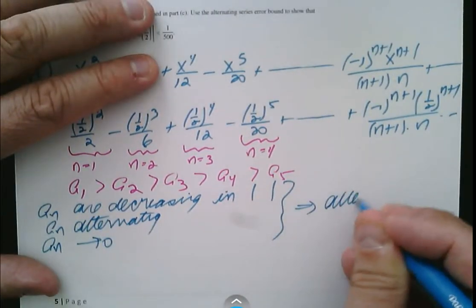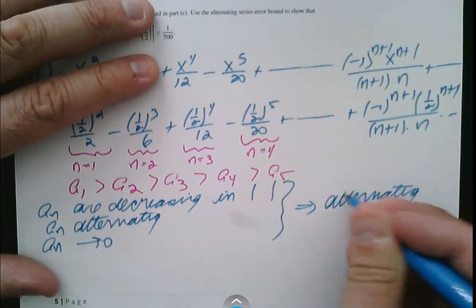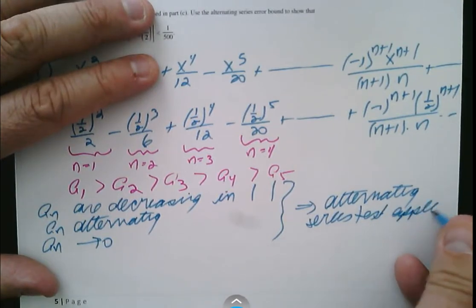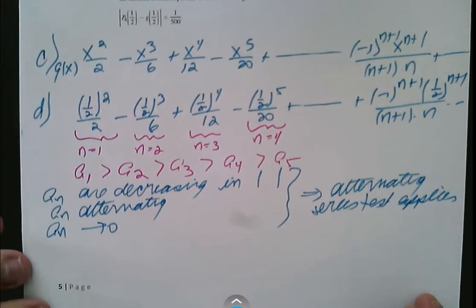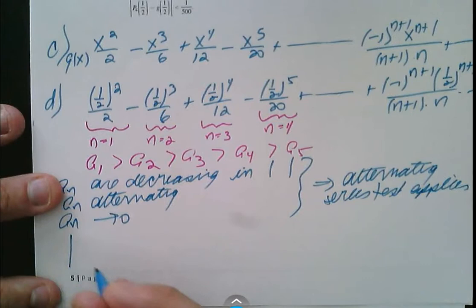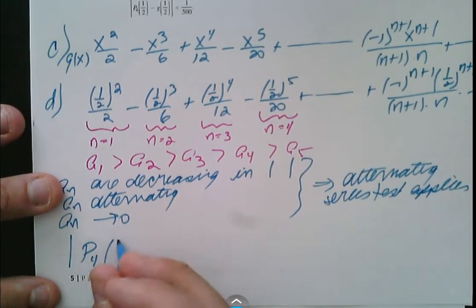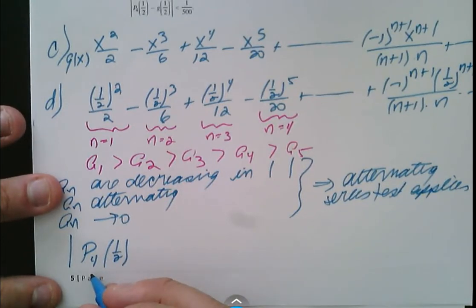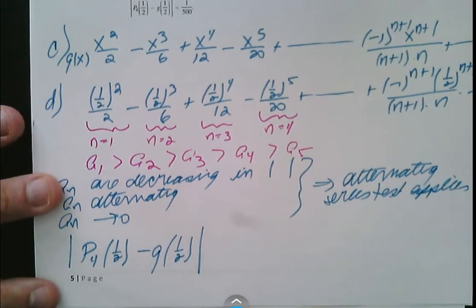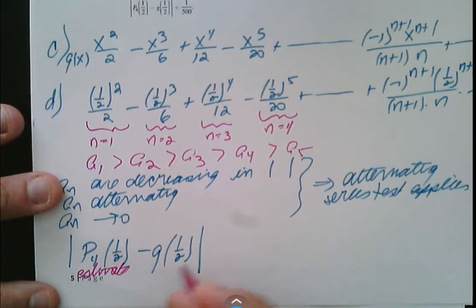All this together means that the alternating series test applies. What does the alternating series test tell us? Remember, that's the one where we look at the absolute value of P4 of a half, the fourth degree Taylor polynomial evaluated at a half, minus g of a half. This guy here is your estimate. G of a half is the true value.